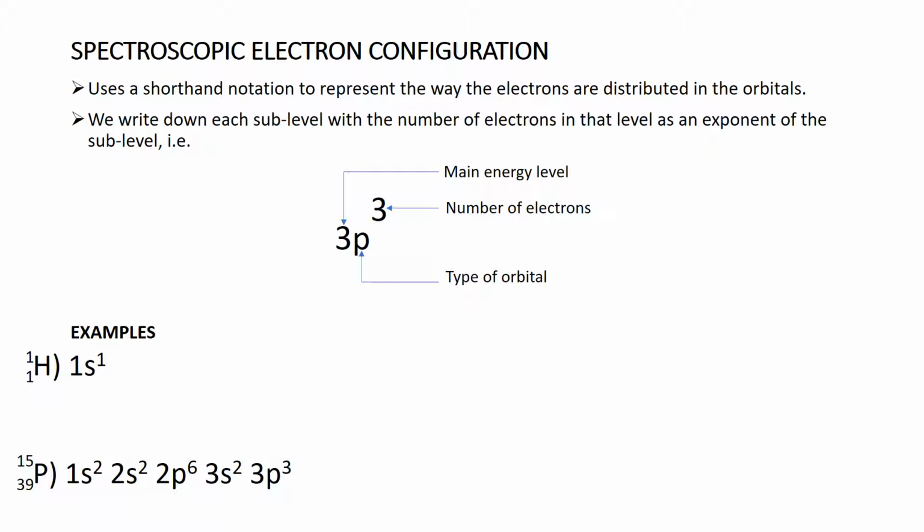You can check if your answer is correct by looking at your valence electrons. Phosphorus is in group 5, so we know that in our outermost energy level, which in this case is the third energy level, we need to have 5 electrons. And we do have 5 electrons, because in the 3s orbital we have 2 electrons, and in the 3p orbitals we have 3 electrons.